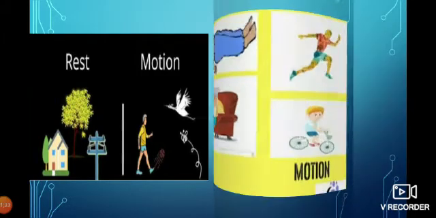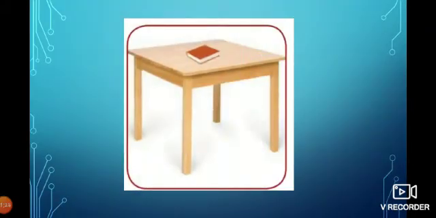For example, there is a book on a table at the same place. It is said that the book is in a rest position. On the other hand, if we push the book from one place to another place, then it is said to be motion. So, rest means the object remains in a stationary position. Motion means there is a change in the position.